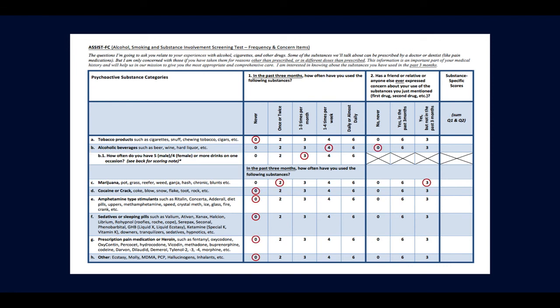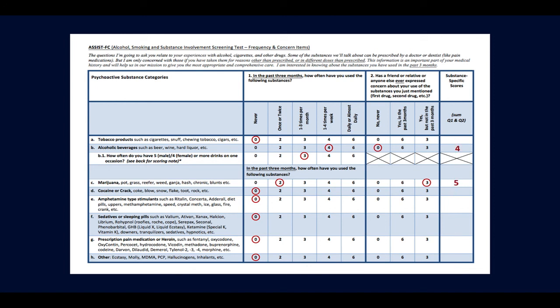So when we score the ASSIST-FC, an answer should be recorded for each substance category in question 1. If a substance was never used or has not been used in the past 3 months, never should be circled. For question 2, an answer should be recorded only for substances the patient reports using in the past 3 months. For individuals who report drinking alcohol, question B1 should be asked about the frequency of binge drinking. Note, as you can see from the form, this item is not counted in the scoring for alcohol, but if the patient otherwise scores in the low risk range for alcohol, yet reports binge drinking, a brief intervention should be delivered.